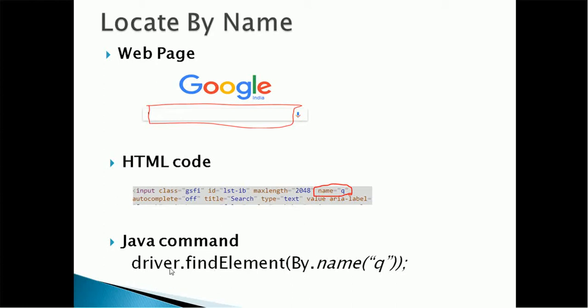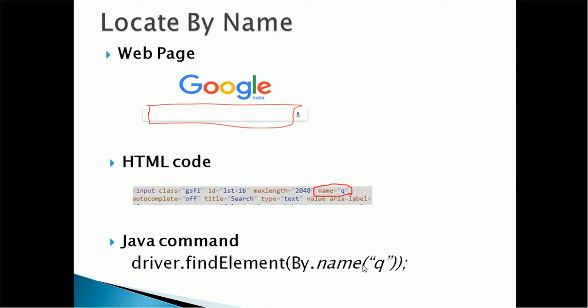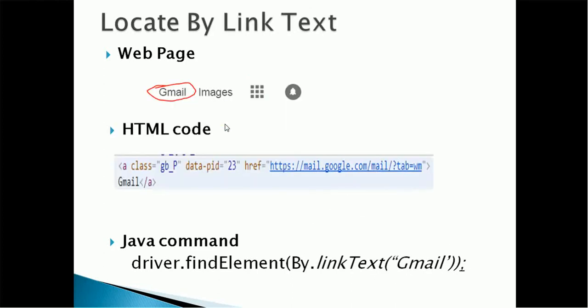The command is a little bit the same, but instead of ID here we have to use name, and name accepts one parameter, where you pass the name of this Google search text box. You can see that the name is q, so I am passing the name. Once it is done, you can perform some operations, like using a method called sendKeys to send text to the text box, or you can click on the text box. Whatever operation you want to perform, you can do once you have located this text box.